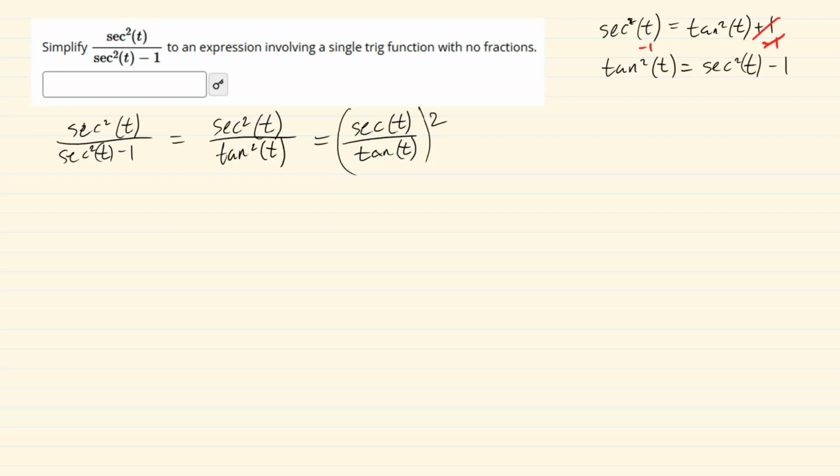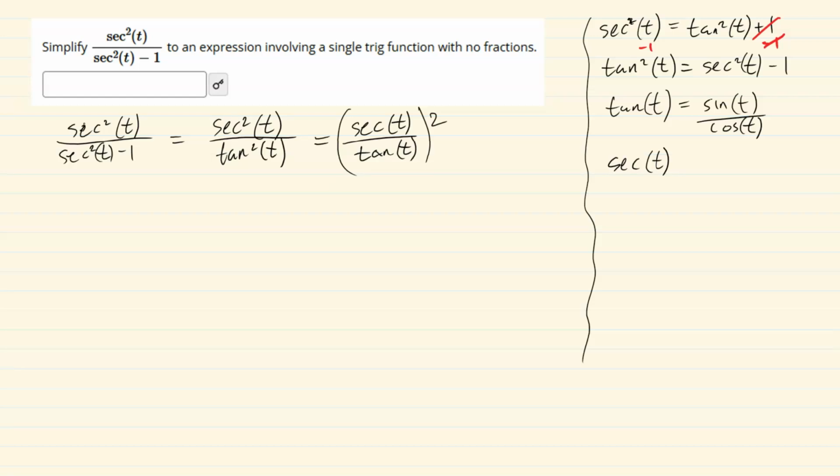Well, notice that you might want to, essentially I'm going to use this as scratch on the right side. Tangent of t is equal to sine over cosine, right? Sine of t over cosine of t. Okay, that might come in handy. Secant of t, well, we know that that is 1 over cosine.